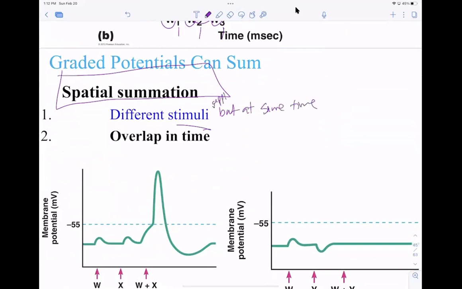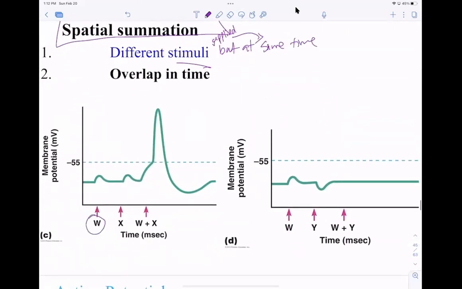So they're applied at the same time. So we have stimulus W, but we also have stimulus X. And if we do W and X at the same time, you'll have enough sodium channels to open up to hit threshold, and an action potential will then occur. If it's inhibitory, say Y is inhibitory, then it's going to cancel out, right?